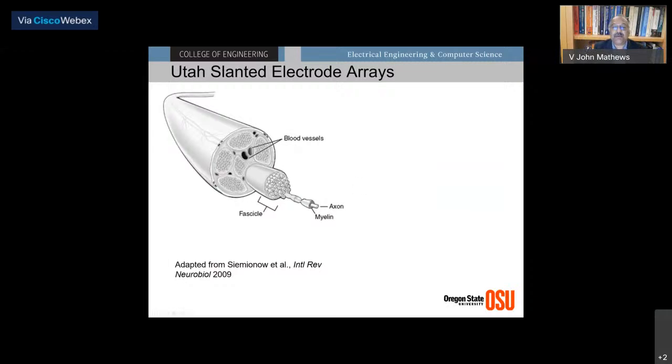So this is a sketch of the cross-section of a nerve. Okay? And what happens is the nerve contains a lot of nerve fibers. And these nerve fibers are bundled into what is known as the fascicles. And so a single nerve can have many fascicles. Okay? And each of these fascicles can contain motor nerves that affect the movements and sensory nerves that detect changes in the state of the body and send it back to you.